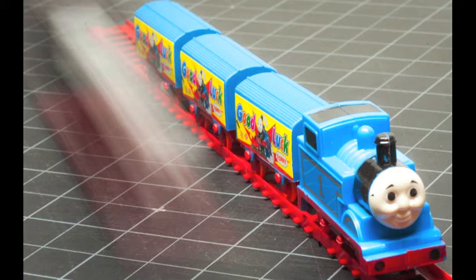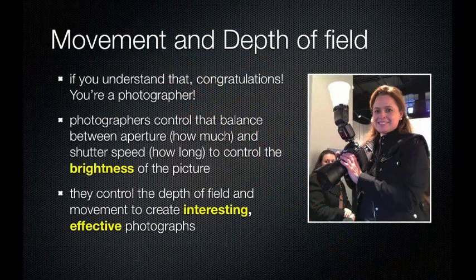So that's the difference between 1/160th of a second and 1/2 of a second, and these two pictures also demonstrate the relationship between depth of field, which is controlled by the aperture, and the rendition of movement, which is controlled by the shutter speed. Now, if you understand all that, congratulations, you're a photographer.